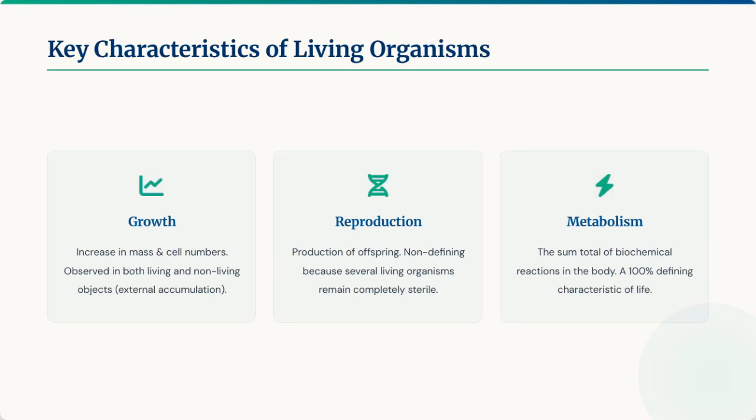Here we have some key characteristics that define living organisms. First, growth. This refers to the increase in mass and cell numbers. Interestingly, growth can be observed not only in living things but also in some non-living objects through external accumulation. Next is reproduction, which involves the production of offspring. However, reproduction is not an absolute defining feature of life since some living organisms can be completely sterile. Finally, metabolism is the sum of all biochemical reactions within a living body. This is crucial because metabolism is considered a 100% defining characteristic of life. Together, these features help us distinguish living organisms from non-living things.